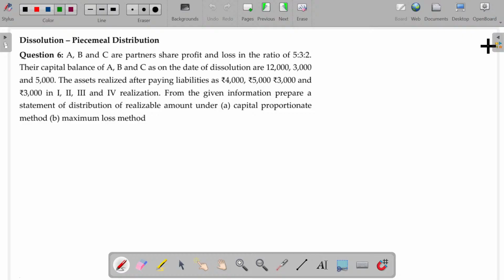Dissolution. We will try to solve the illustration under piecemeal distribution.